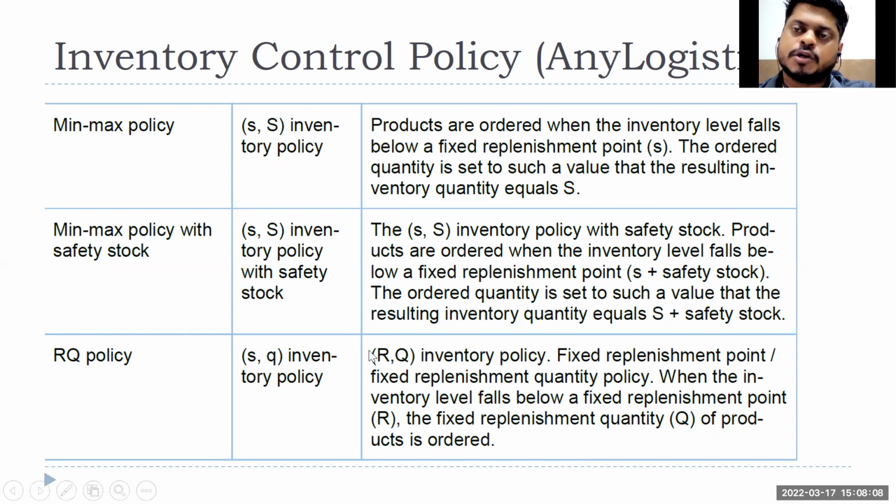But in the min-max policy, your order quantity keeps varying. This week you might order 80 kgs, next week 90 kgs, some other week 70 kgs. So that will keep varying. But in the RQ policy, you have a fixed quantity that you are ordering whenever it falls below the reorder point, that is, a fixed reorder quantity Q of products being ordered. So that is the big difference between min-max policy and RQ policy.